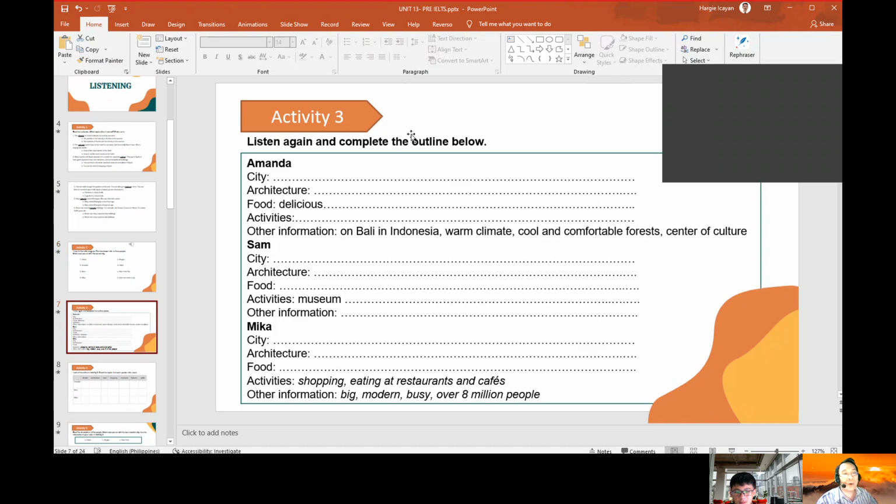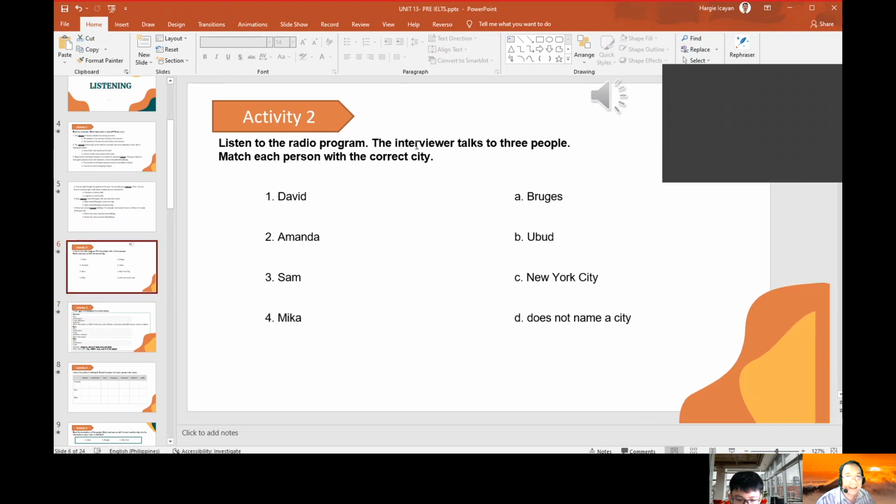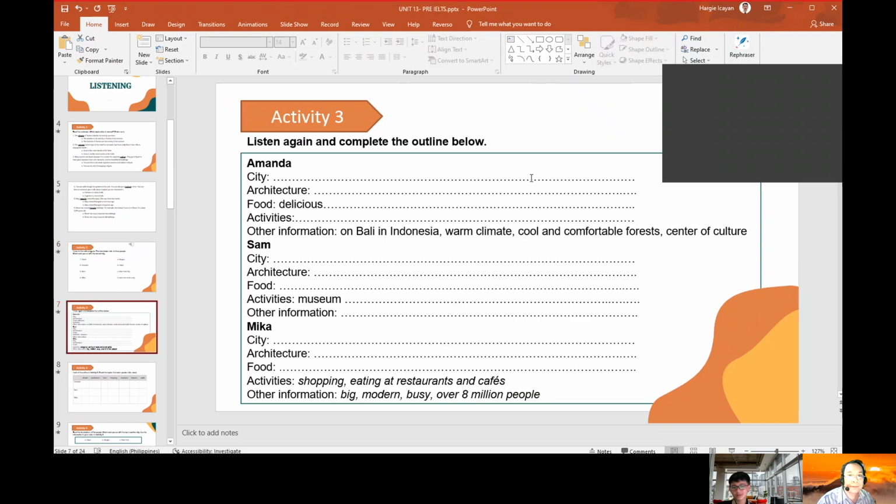Now, let's do activity number 3. So let's try to listen again and complete the outline below. Would you like to listen again or do we just answer it directly? Would you like to listen again? Yes. Okay, for a while.